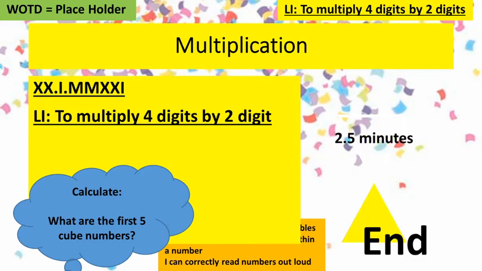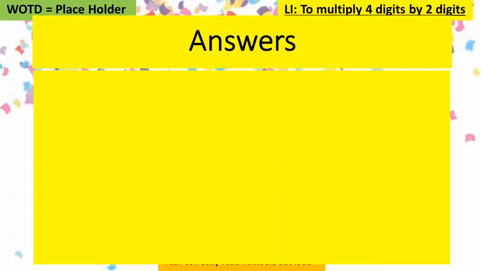Let's move on and have a look at those. So the answers, so 1 times 1 times 1 is 1. So the first cube number is 1. 2 times 2 is 4, times 2 is 8. So the second cube number is 8. The third one is 3 times 3 times 3. 3 times 3 is 9, times 3 is 27.